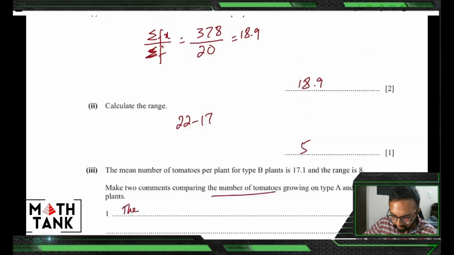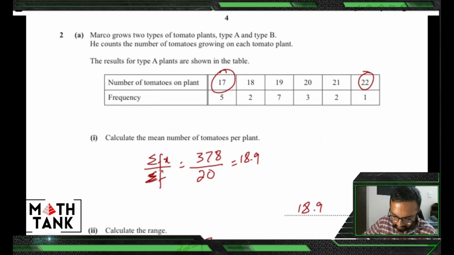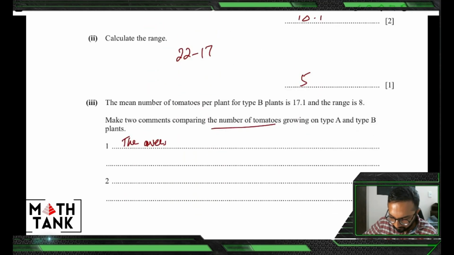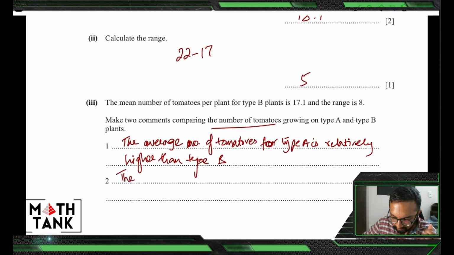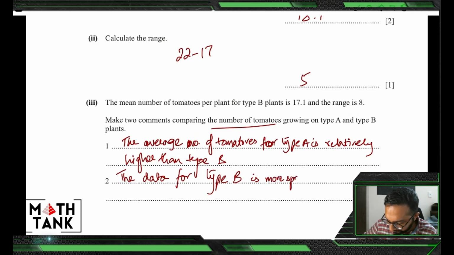So the average number of tomatoes for type A is relatively higher than type B. But since the range is higher, I can say that the data for type B is more spread out than data for type A.